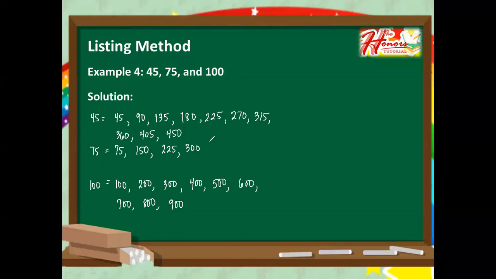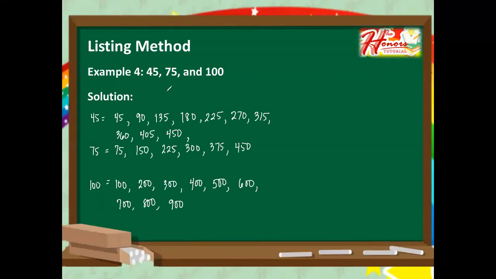So let's proceed with 75. So we have here 300. So let's try 75 times 1, 2, 3, 4, 5. That's 375. Now let's try 75 times 6. That's 450. But again, we cannot choose 450, though they have the same value of 450, because 100 does not contain any 450. So let's continue. 450, so it is 1, 2, 3, 4, 5, 6, 7, 8, 9, 10.